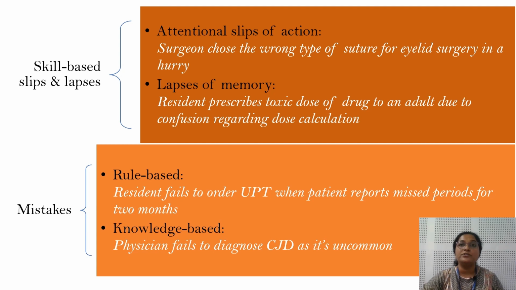A doctor who fails to order a urine pregnancy test for a patient who missed 2 menstrual periods may be an example of a rule-based mistake. The doctor did not apply the correct rule in the situation. And a physician who has never seen Creutzfeldt-Jakob disease, a rare prion disease, may fail to diagnose it in a patient. That becomes a knowledge-based mistake.